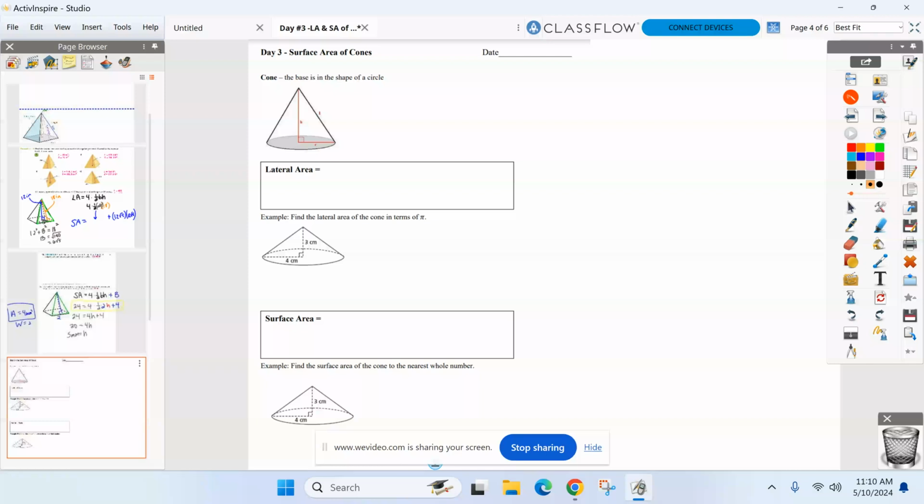I say similar to the pyramid. We know cones don't have triangular faces like the pyramid did, and the base is always a what for a cone? Circle, great job. Thanks for responding to me. All right, the base is always a circle. It's not a square, rectangle, hexagon, or triangle like it was yesterday. It's always a circle. And also, this is why I say it's similar to a pyramid.